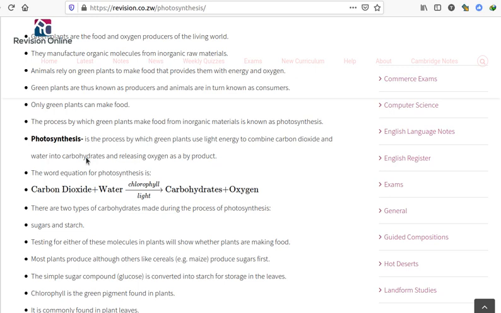We are now coming home now, right? Where we are saying that photosynthesis is the process by which green plants, I think you should highlight this point, you should underline this point, that is the process by which green plants use light energy to combine carbon dioxide and water into carbohydrates and releasing oxygen as a byproduct, right?